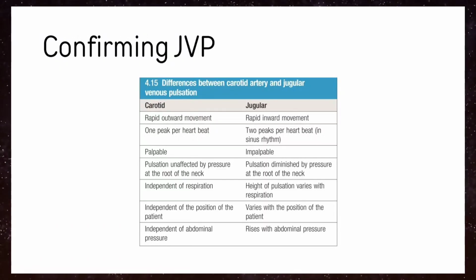The arterial pulse can also be mistaken for JVP. To confirm this, we can palpate the visible pulsation. The JVP is not usually palpable, and when we apply pressure to the abdomen, the pulsation should increase if it is the JVP.